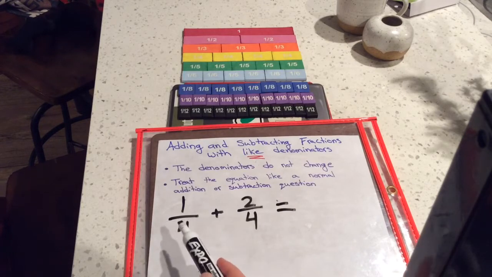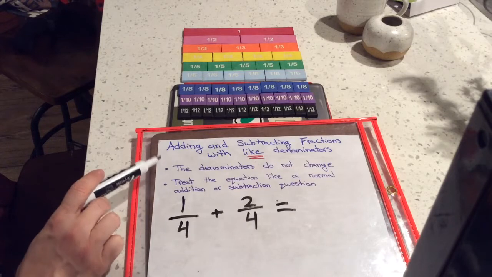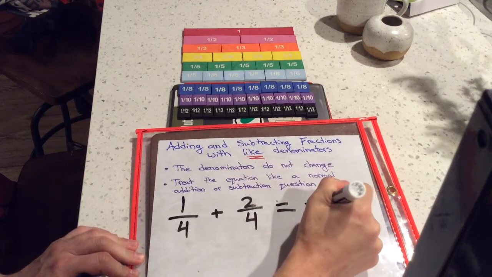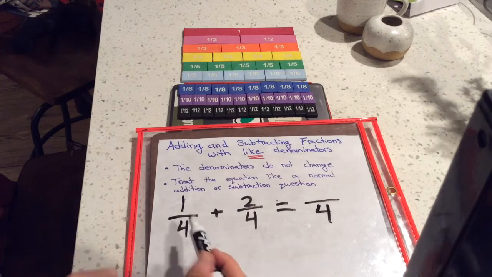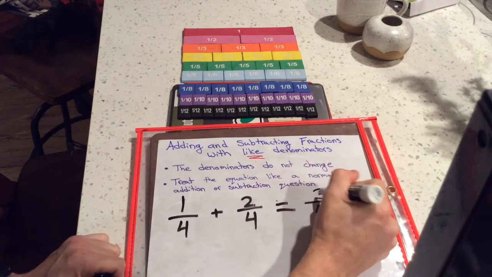It's the same number. And when we add and subtract fractions with like denominators, there's two important rules that we follow. The first being the denominator does not change. So I can go ahead and just put a 4 in the denominator right away. And then the second thing would be we just treat this equation like a normal addition or subtraction question, and that would be looking at the numerator. So I just read it, 1 plus 2 is 3.